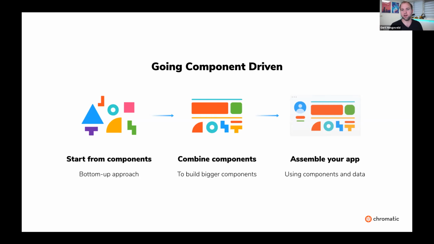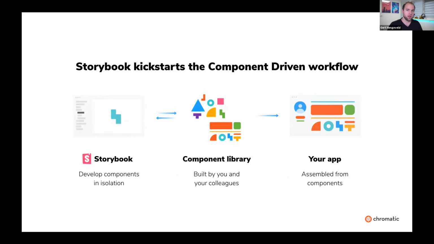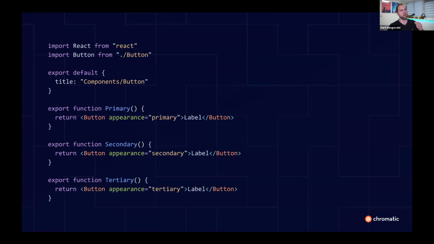So finally, you assemble your app using these page components or screen components, and you inject the actual data in there, and then you have a full-fledged app, right? That's the idea. And Storybook kickstarts this workflow by allowing you to first develop these components in isolation. So with your team, you build this component library, and I'm saying that is not just small components, but actual screens and such as well. Those are also in your component library. And then you assemble your app from those components. So let's look at an example of what it looks like in Storybook.